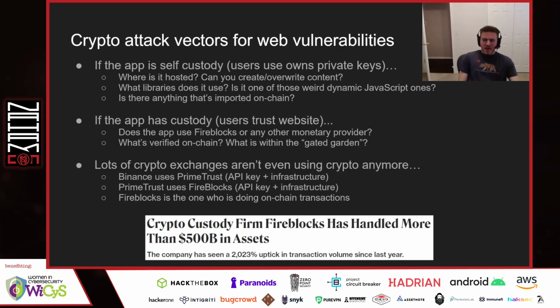So to get into a longer slide, and this is one of the more technical slides, so we'll go over it briefly, but you can read about it a little bit. What are the crypto attack vectors for web vulnerabilities? If the app is self-custody, where users use their own private keys, where is it hosted, what libraries does it use, and is there anything imported on-chain that we can display on the website, right? So the idea would be that we compromise the integrity of the website, right? Our goal is simply to become the website, post content on the website, or somehow take over an issue in the integrity part, right?